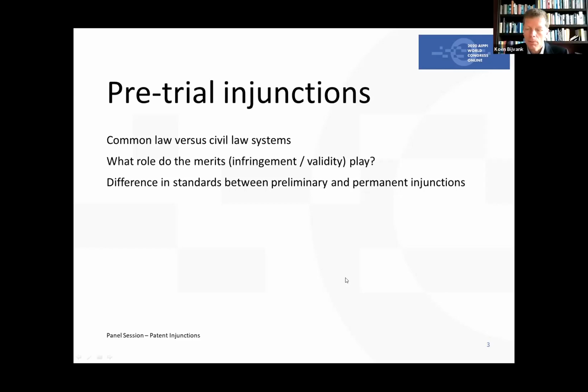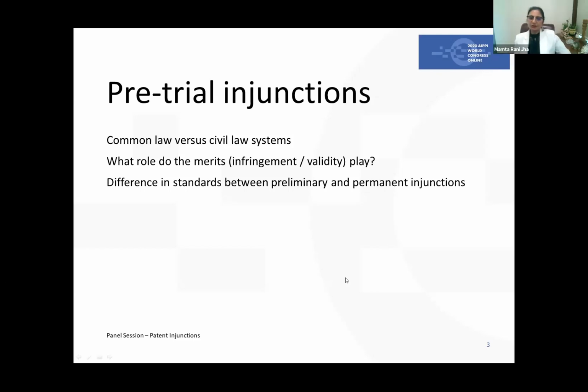Thank you, Zoe. Mamta, do you see the same distinction in India between the discretion for the court to grant a permanent injunction and the discretion in a PI situation? Can you compare the Indian approach to what you heard from Claudia and Zoe?